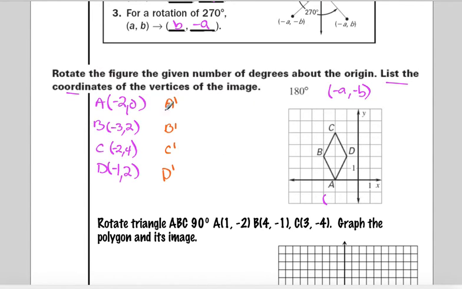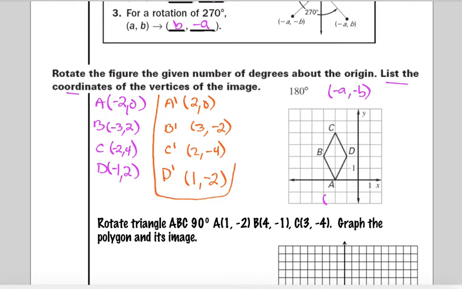The new ones, just all the signs change. That's all you're doing, changing every sign. 0 doesn't have a sign, so that will just stay like that. So the negative 2 became positive. The negative 3 here will become a positive 3, and the positive 2 will become a negative 2. For C, the negative 2 becomes positive, and the 4 changes to negative. And for D, the negative 1 becomes positive, and the 2 becomes negative. And so these are the points that you end up with, and so they're listed.